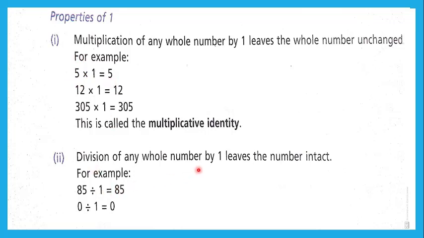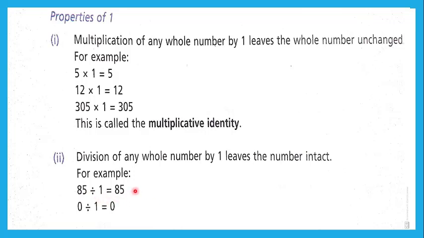Now, division of any whole number by 1 leaves a number intact. This means that if we divide any number by 1, the number still remains the same. For example, if I divide 85 by 1, the answer is 85. If I divide 0 by 1, the answer is 0. So 0 remains 0, 85 remains 85.